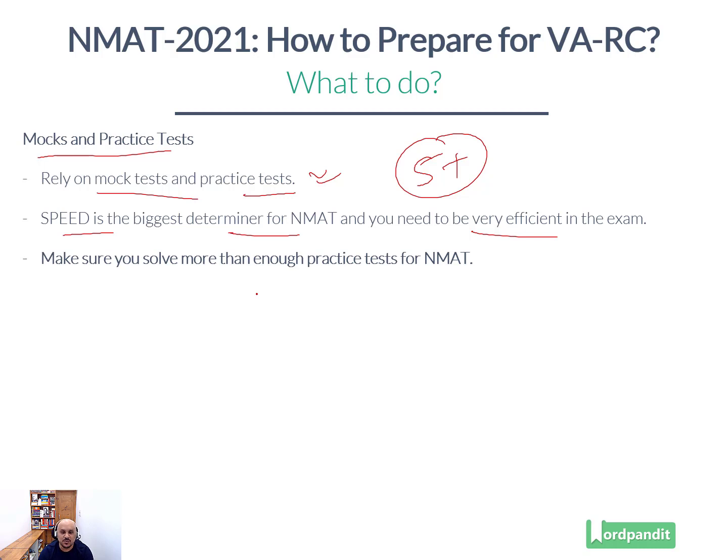These are the things that you've got to do. These are the resources that you can use. This is how you can go about NMAT prep, and this is what you should be doing for it. Hopefully, your preparation strategy is clear.